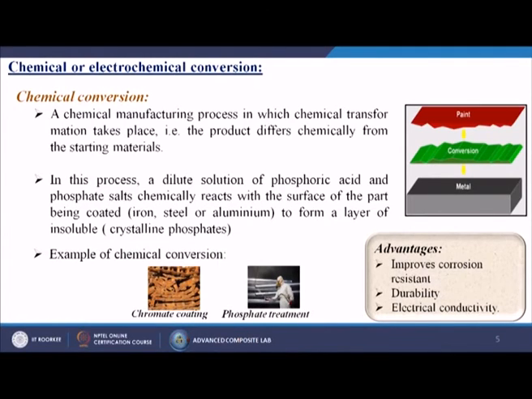In the process, dilute solutions of phosphoric acid and phosphate salts chemically react with the surface of the part being coated, iron, steel or aluminum, to form a layer of insoluble crystalline phosphates. So, you are creating an in-between layer between your substrate and your coatings. Examples of chemical conversions: chromate coatings, phosphate treatments.